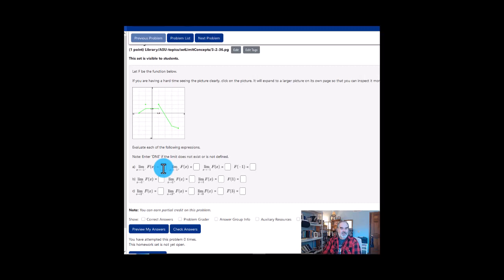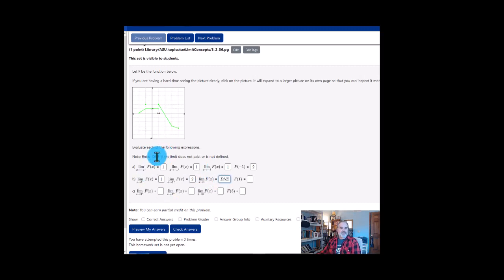As we approach -1 from the left, the limit was 1. From the right, it was 1. So the overall limit as x approached -1 was 1, but the value of the function was 2. And then as we approach +1 from the left, the limit is 1. From the right, the limit was 2. That means the overall limit does not exist.